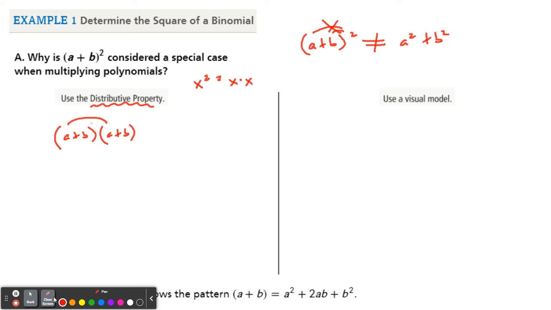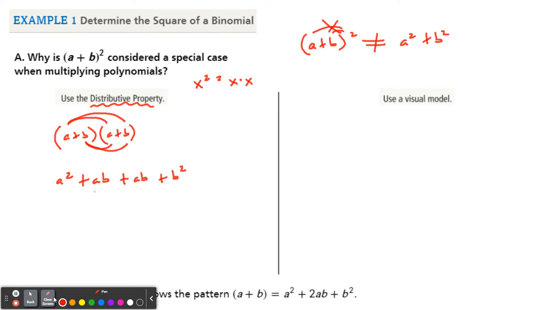So we do the a to the a and the a to the b. A times a is a squared. A times b is just positive ab. Nothing changes, just write them next to each other. And now we do the positive b to the a and the positive b to the b. Positive b times a is positive ba or ab. The order doesn't matter how you write them down in terms of multiplying two variables. And then positive b times positive b is positive b squared.